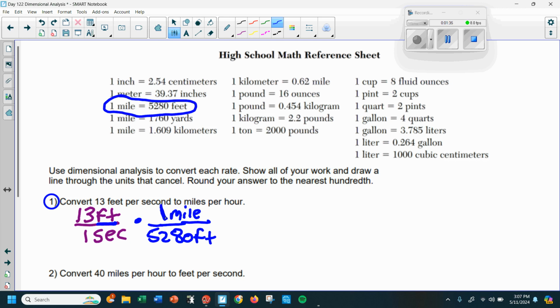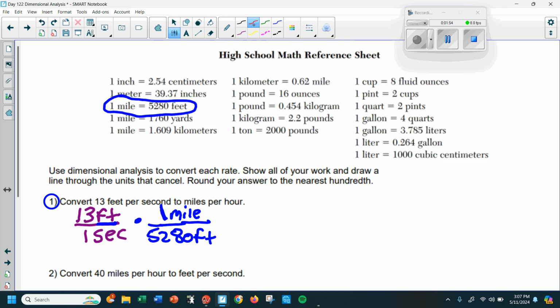Okay. And again, we're going to do this at the end, but I'm just going to show you right now. The goal was to get the feet to disappear. So since it's on the top and the bottom, they disappear. So we'll do that in a second. Okay, so we're going to get feet into mile. We did that already. Now we have to get seconds into hours.